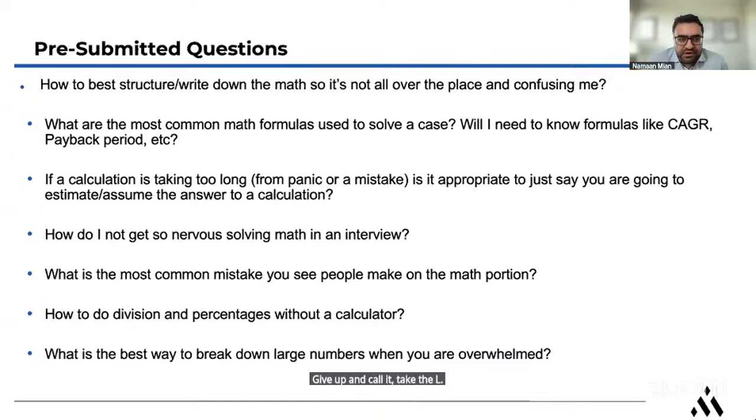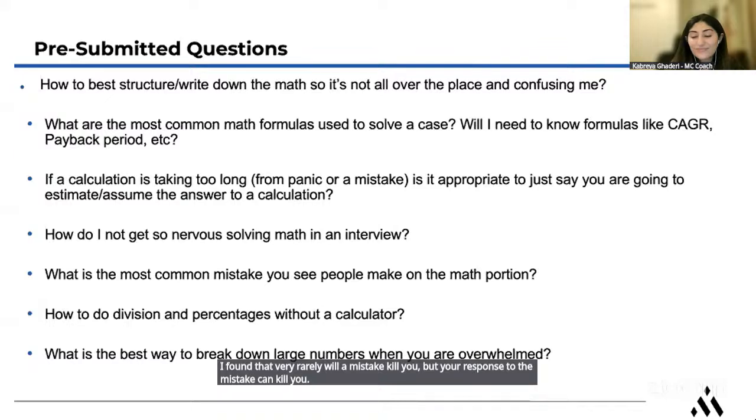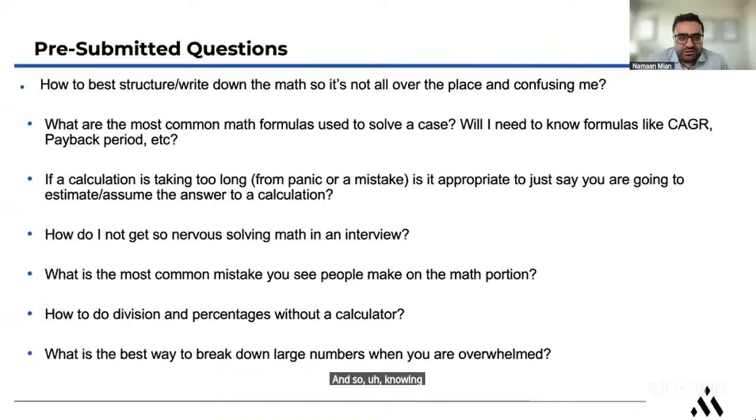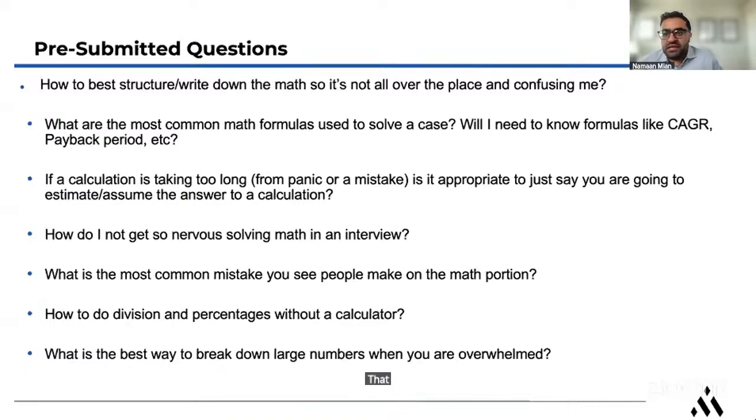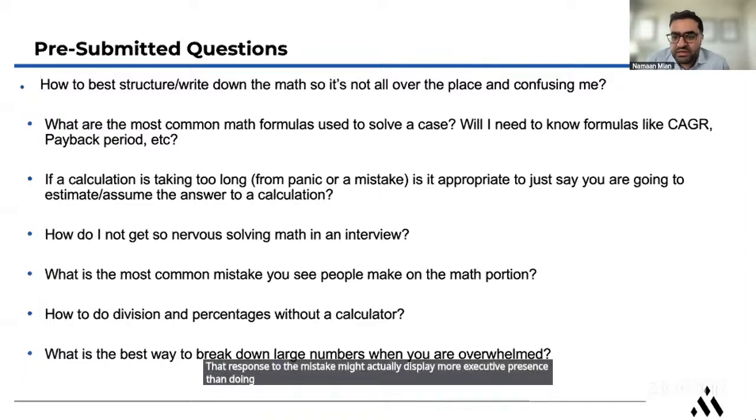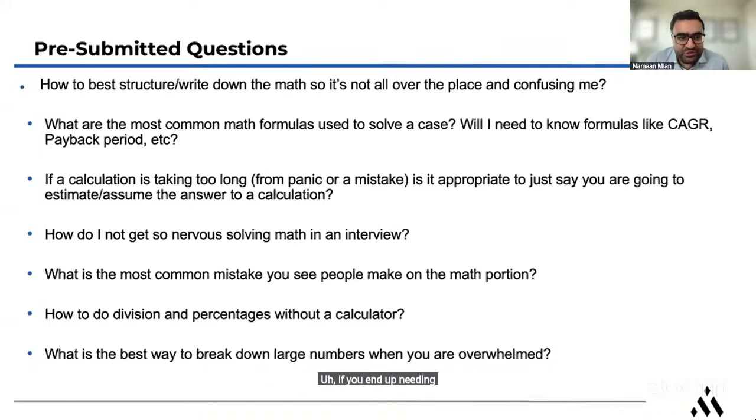I found that very rarely will a mistake kill you, but your response to the mistake can kill you. Yeah. And so knowing that should actually help reduce some of the nerves, because if you can even fake being okay with it, just like, oh, it looks like I'm missing a number here, I'm missing a zero here, let me go back and try and figure it out. Just that response to the mistake might actually display more executive presence than doing everything right the first time. And so keep that in mind as well. You always have a chance to rescue yourself if you end up needing to be rescued.